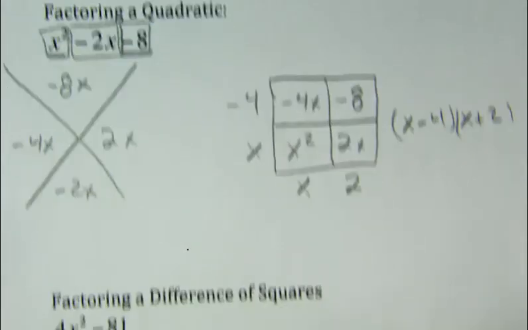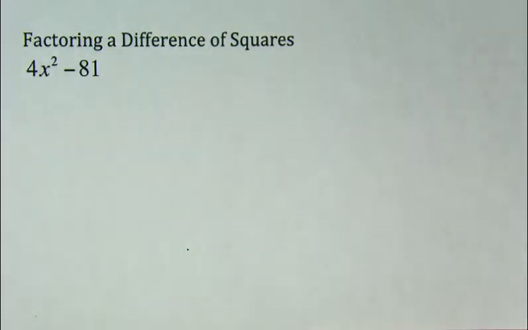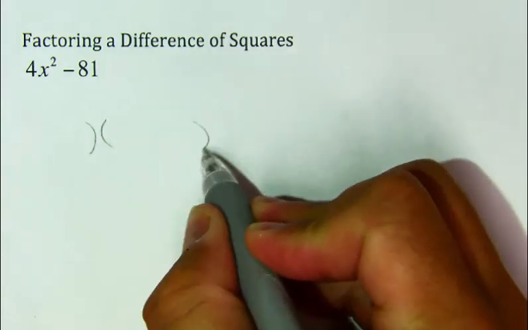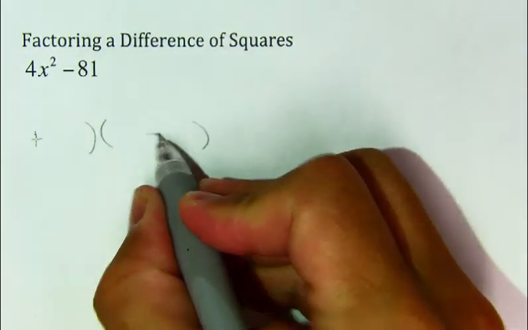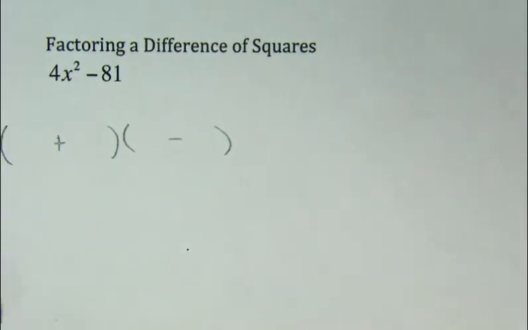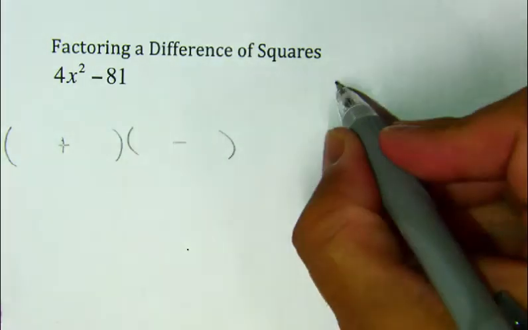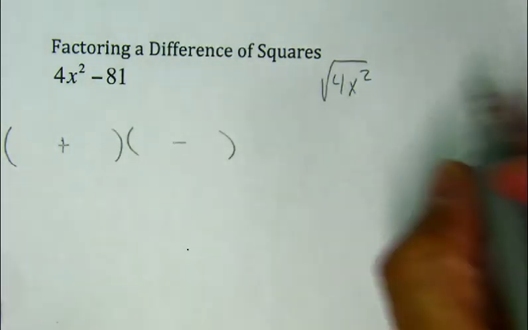The next example we're going to do is something called the difference of squares. You can only do this when you have two terms and both those terms are perfect squares. Whenever you do this, you can start off by setting up two sets of parentheses. There will always be one plus and one minus in your set of parentheses. And then what you're going to do is you take the first term, in this case 4x squared, and you're going to do the square root of that.